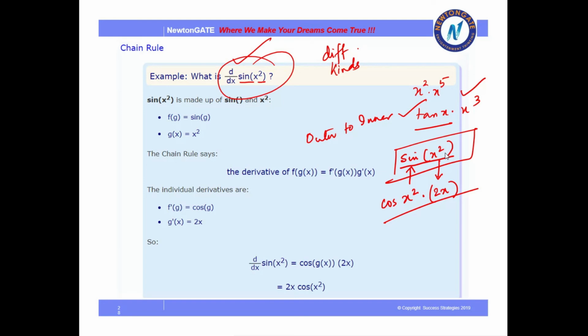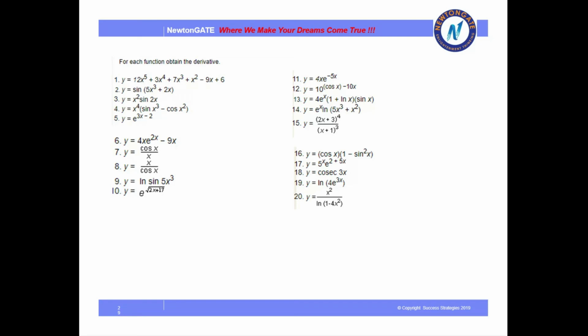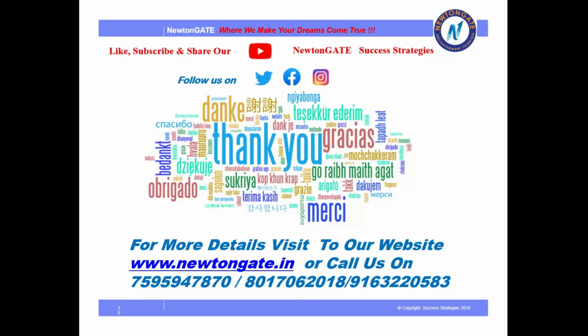Now this is all for our differentiation rules. We have completed all the differentiation rules. Now if you have understood the concept, let us try to solve this type of function and try on your own, and if you have any queries you can contact us at the following details.